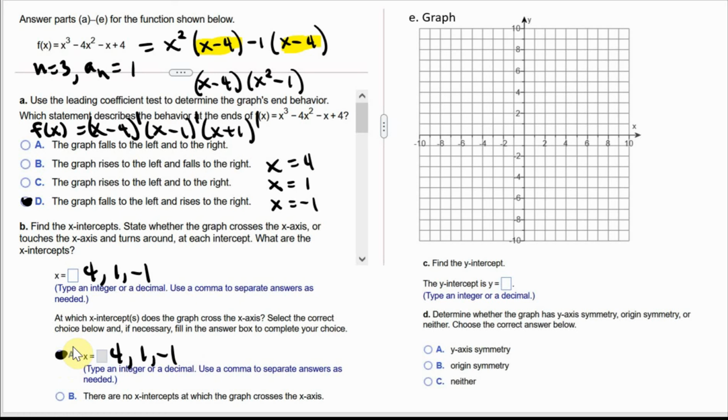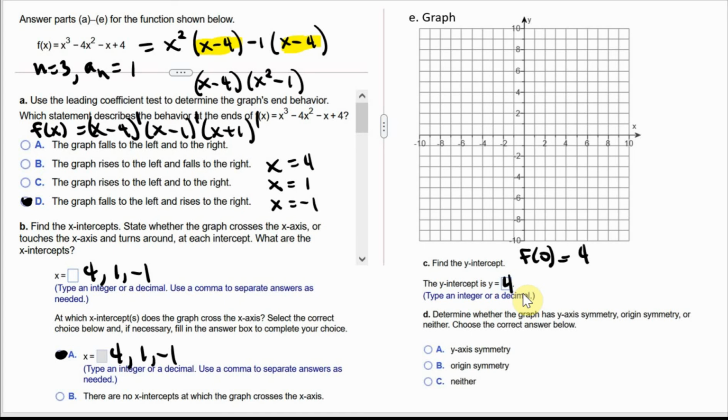What's the y-intercept? The y-intercept, let x equal 0 and solve for y. So we're looking for f of 0. Just plug in 0 where you have x, and you end up with a 4, right? So y is equal to 4.